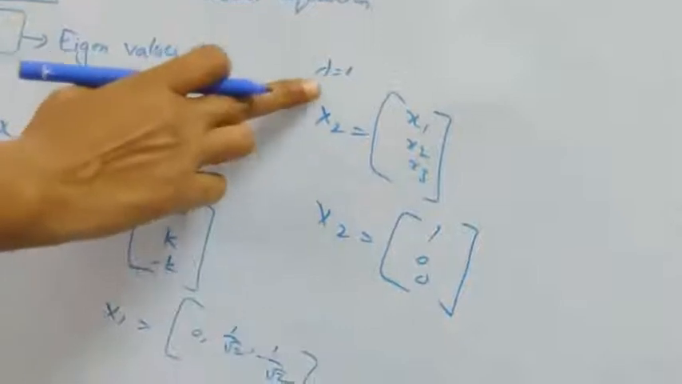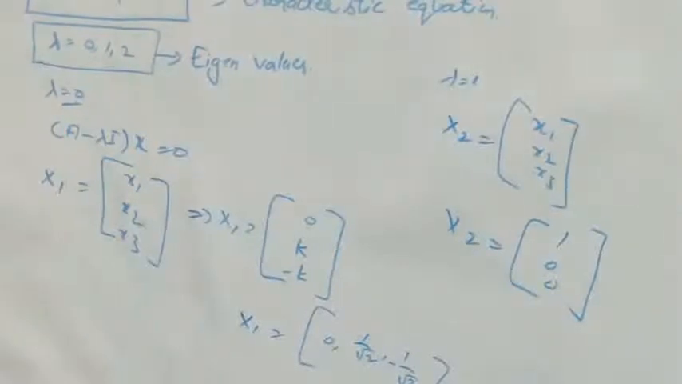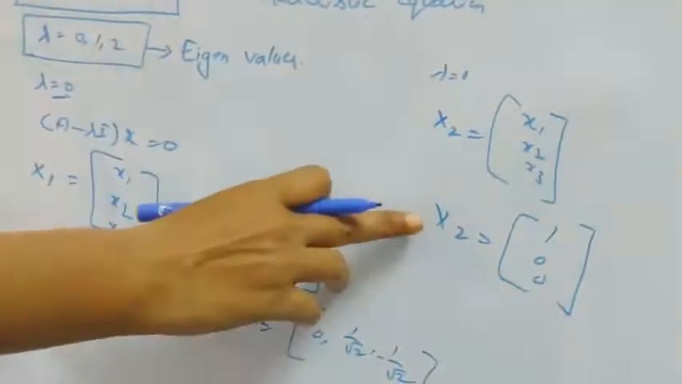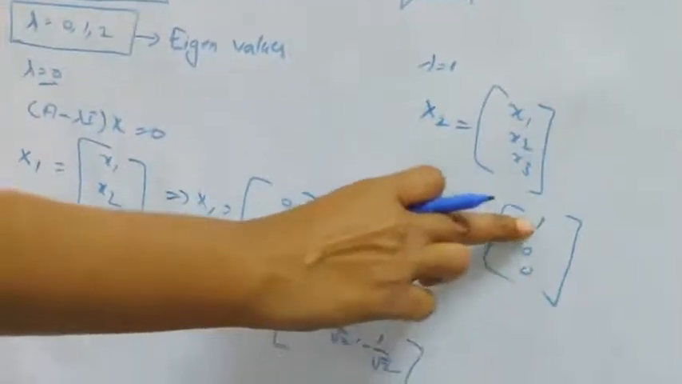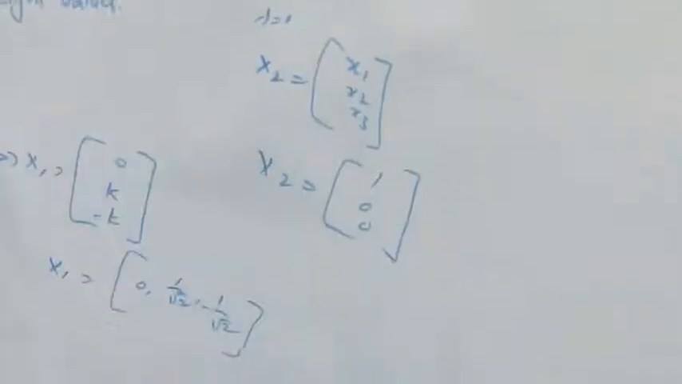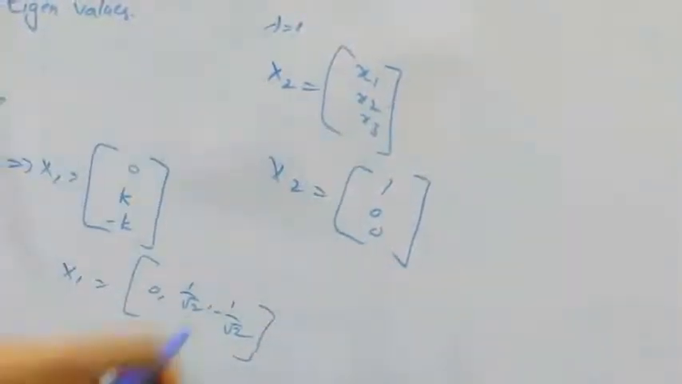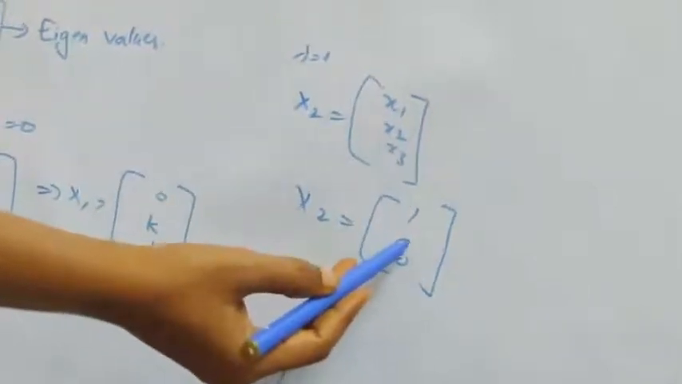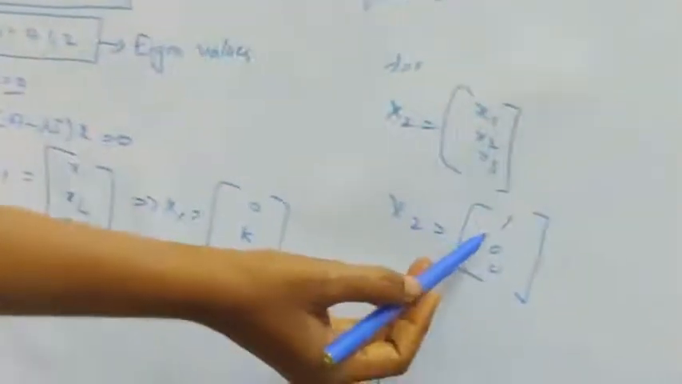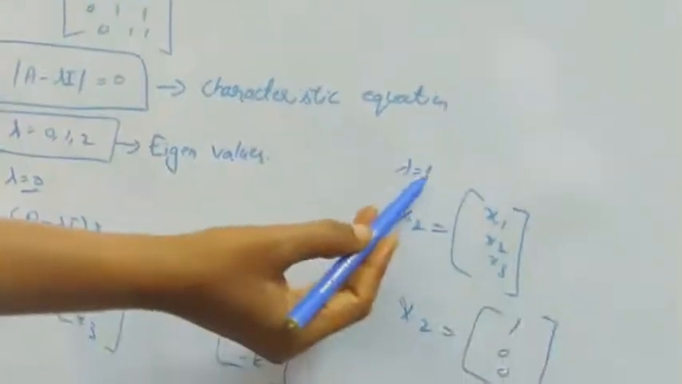By applying the condition here, that means A minus lambda, here 1 into I, we got x2 value equal to 0 and x3 value equal to 0, but we didn't get the x1 value. In such a case, we have to keep that variable equal to 1. So I have kept x1 as 1, and by solving the equations, we got x2 is equal to 0 and x3 is equal to 0. So this is the suitable eigenvector for the eigenvalue lambda is equal to 1.